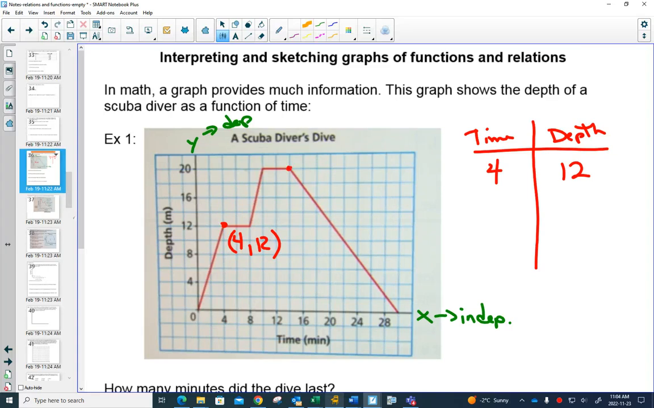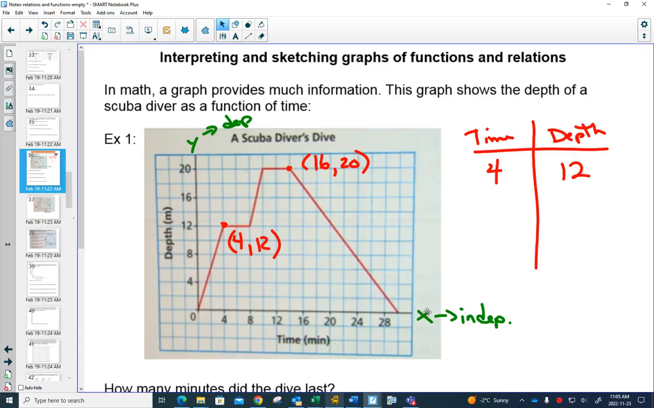What is this point up here? Well, the time is 16. That always goes first. The y value is 20. The depth is 20. So what is this scuba diver doing? At time 0, where are they? They're at the surface, right? Because their depth is 0. Then they dive in, and they keep getting deeper and deeper, going straight down until they get to 12 meters. It takes them 4 minutes to do that.